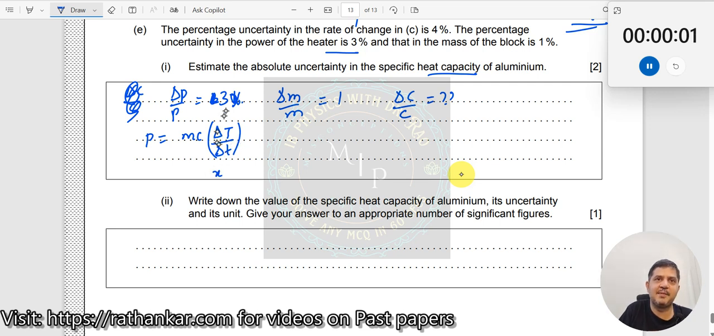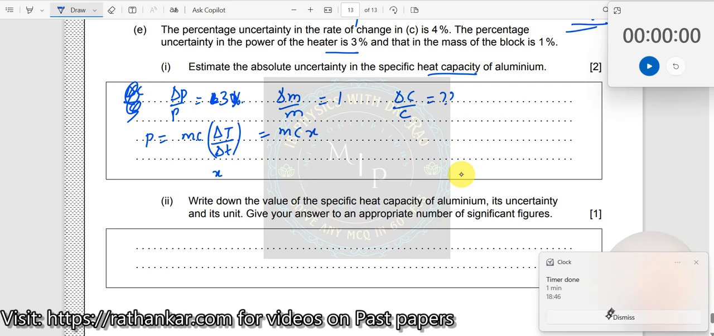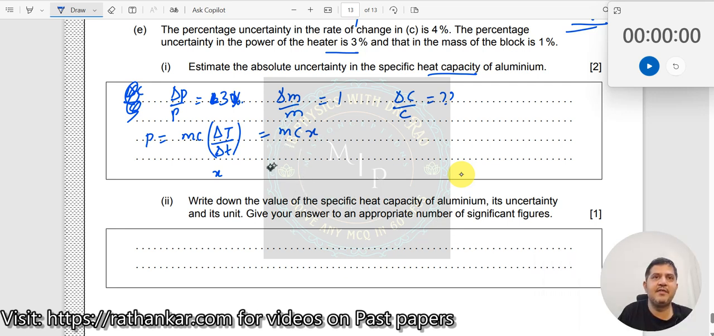I'll call this as X because it's too big, no? So this is MCX over here. Okay. So as a result of it, what is given to us now? It is given that delta X by X is equal to 4%. Now, what do I need here? I need the value of C.